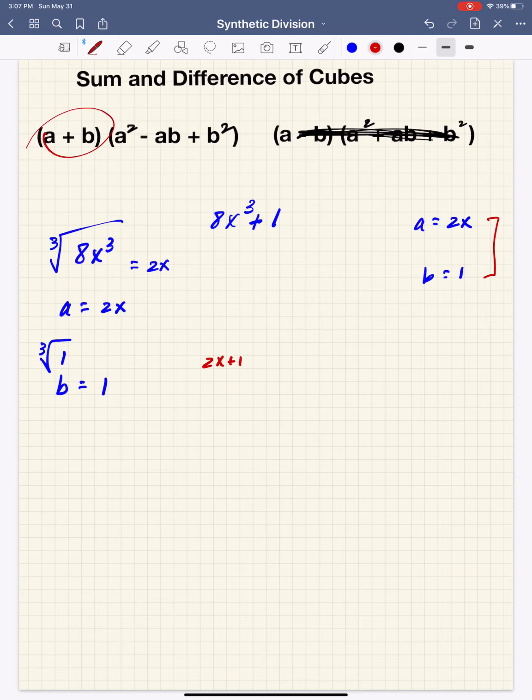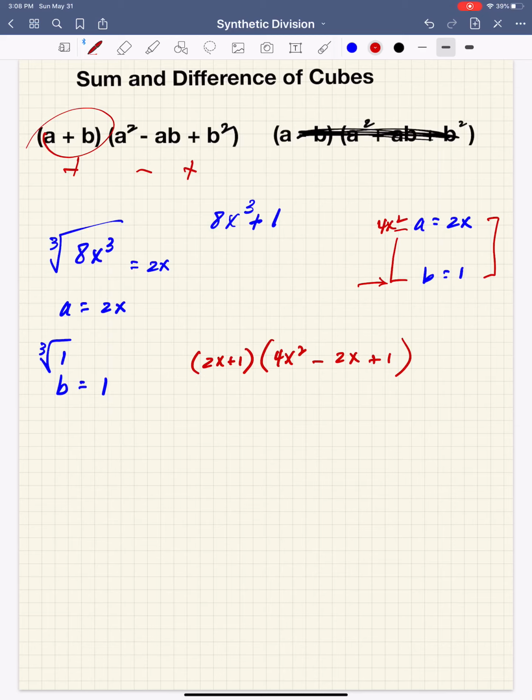That's this part of the formula. Then I'm going to square the first term and get 4x squared. I'm going to multiply them together and get 2x. And I'm going to square the last term, which will be 1. I'm going to put in plus, minus, plus. So I have the plus, minus, plus, and there's your answer.